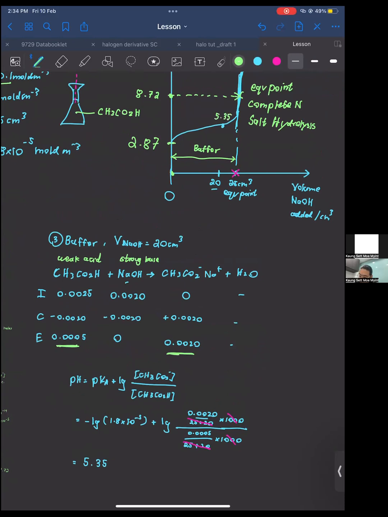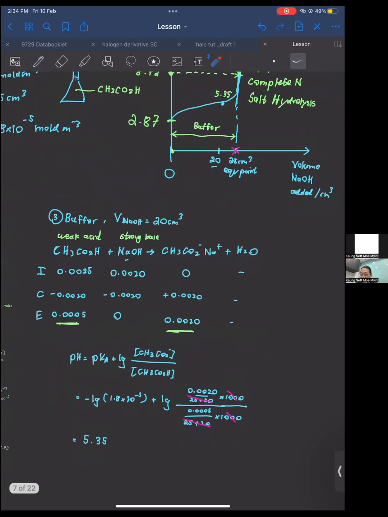Guys, you must remember that so long as we are in the buffer region, the only equation you use is the buffer equation. You should not be doing weak base calculation, weak acid calculation. You should not be doing salt hydrolysis. This is a buffer, so you use the buffer equation over here. Okay? Now, in the buffer region, there is one very easy spot, and that easy spot is the center of the neutralization. So, for example, 12.5.